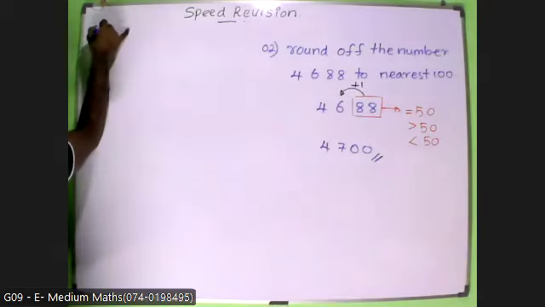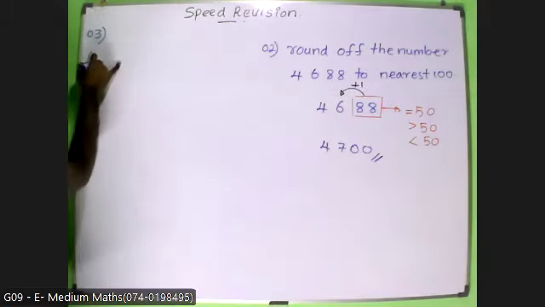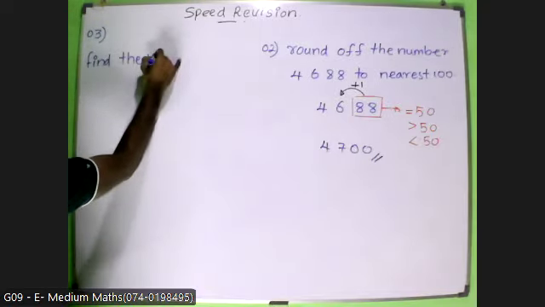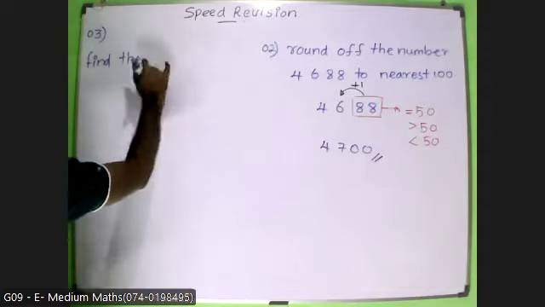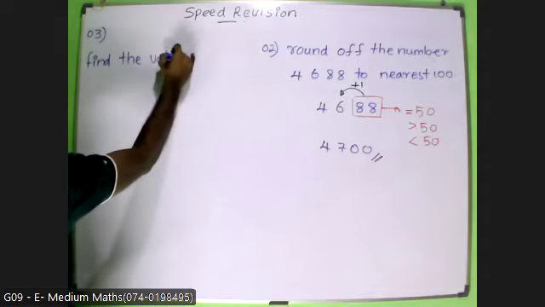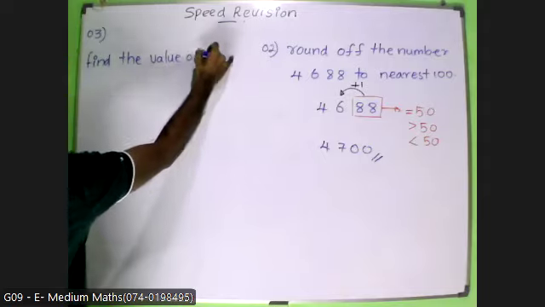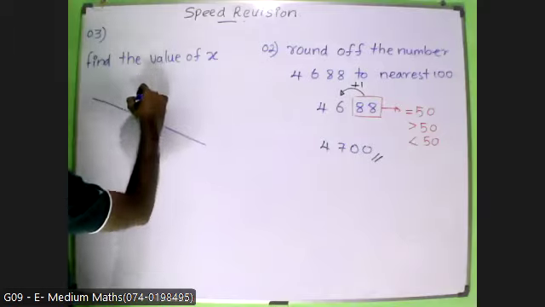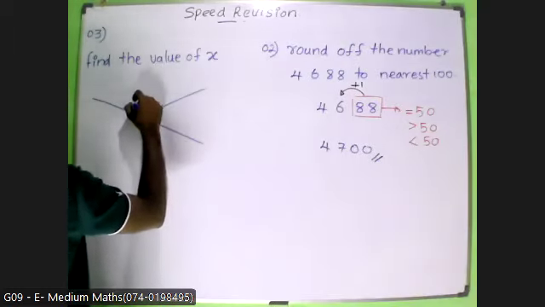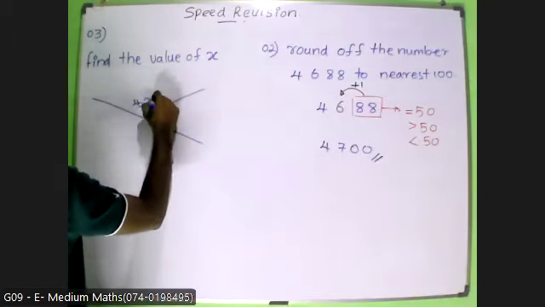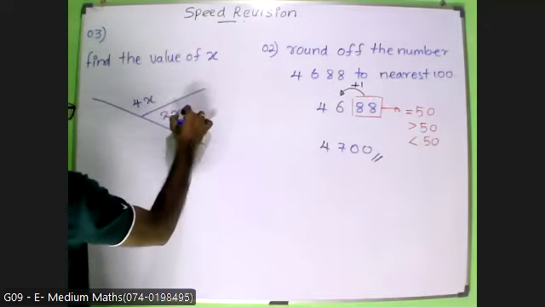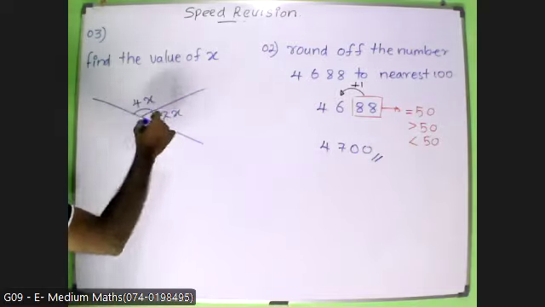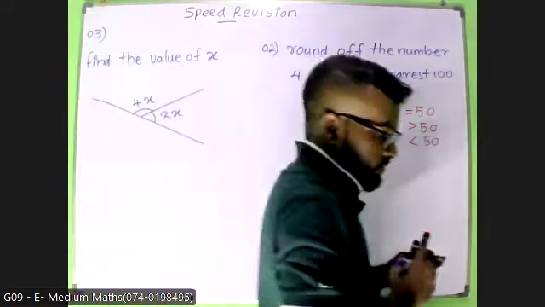Example number 3. Find the magnitude or value of it. This is a straight line. This is 4x and this is 2x. You need to find the value of x. Right.